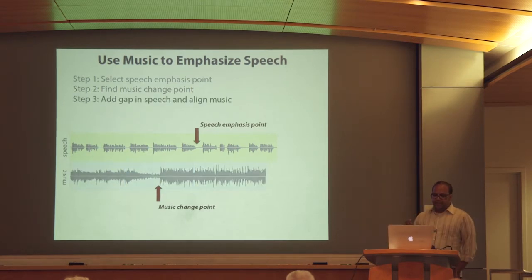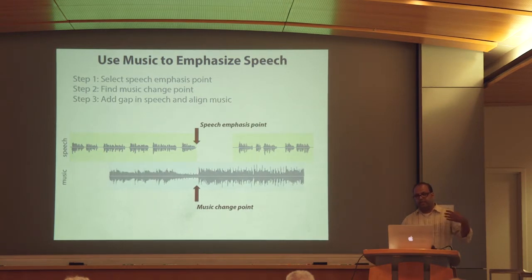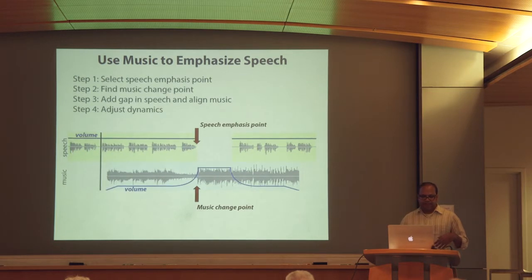The third step is designed to give the listener some time to reflect on what was just said. So we're going to separate the speech at the emphasis point and align the music change point to play just after the speech pauses. And finally, we adjust the volume of the music to start low and crescendo at the change point, play at full volume during the gap, and then fade down.